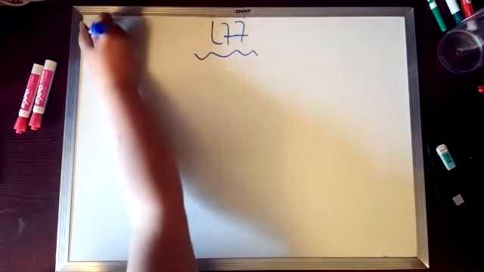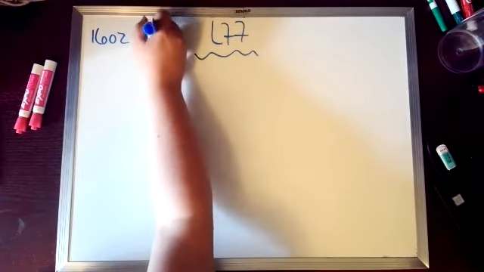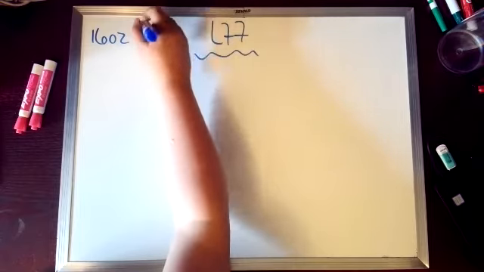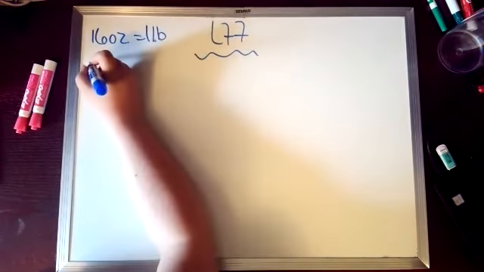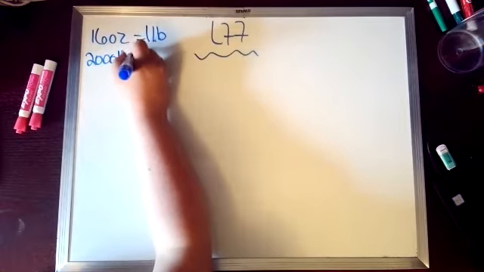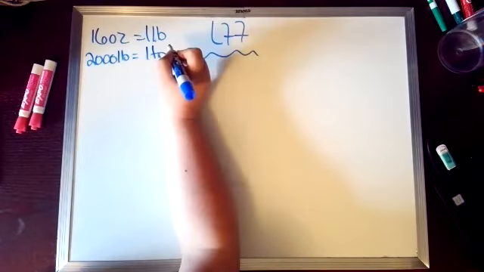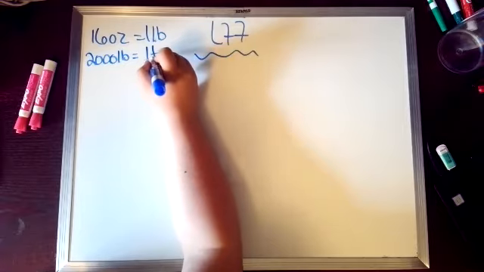So we have 16 ounces is equal to 1 pound, and 2,000 pounds is equal to 1 ton. Okay, that's the US customary system.